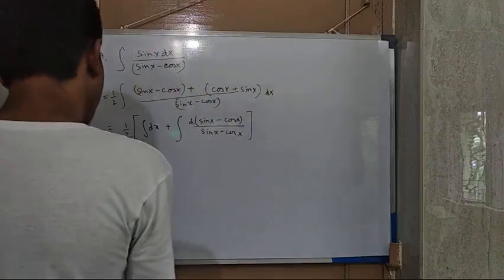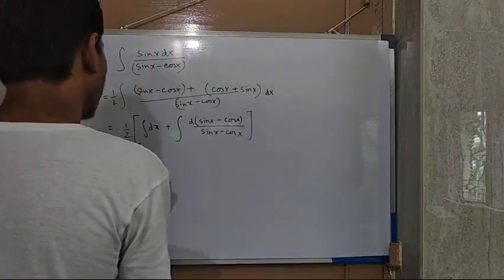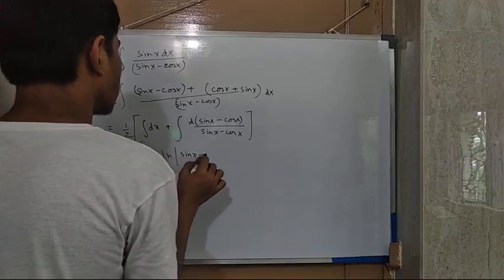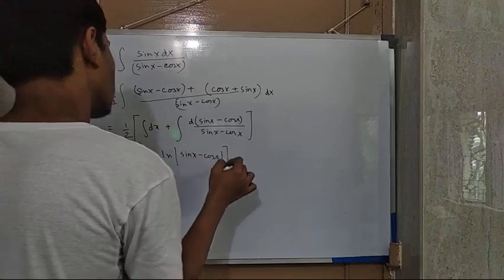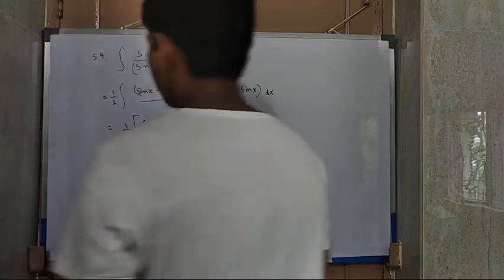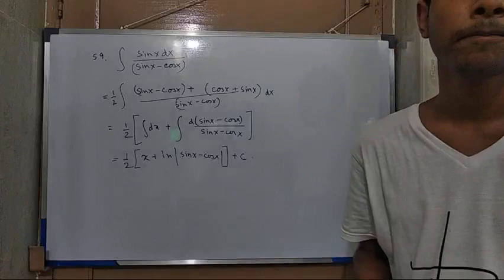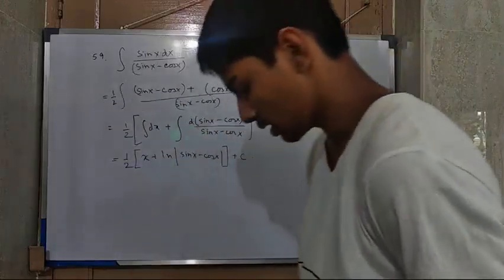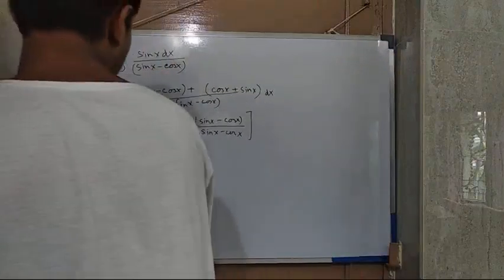So this is actually half times x plus ln of sin x minus cos x plus c. So this is our 59th integral. Let's proceed for our 60th integration.